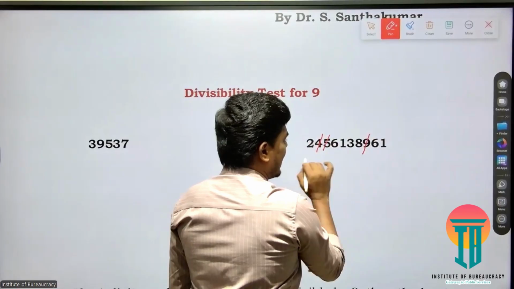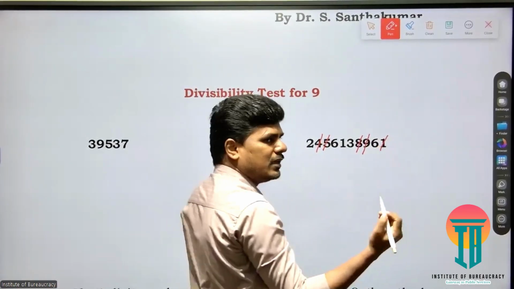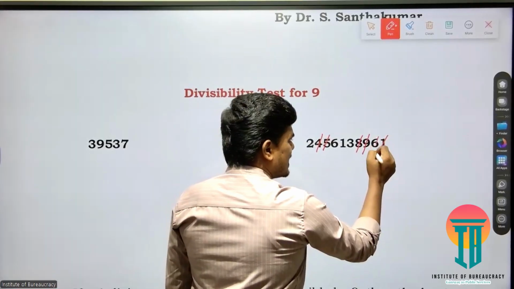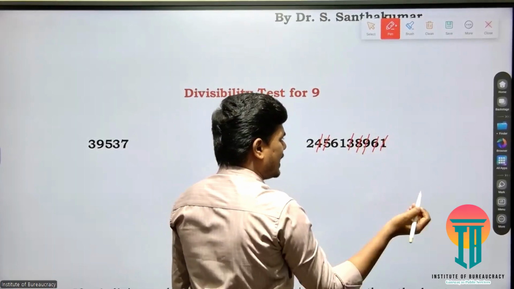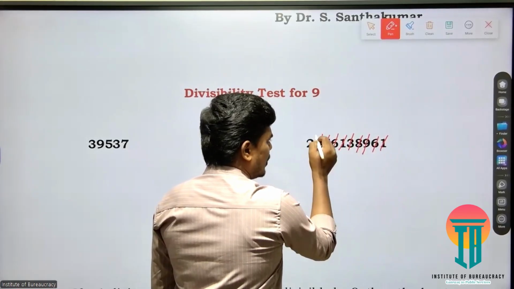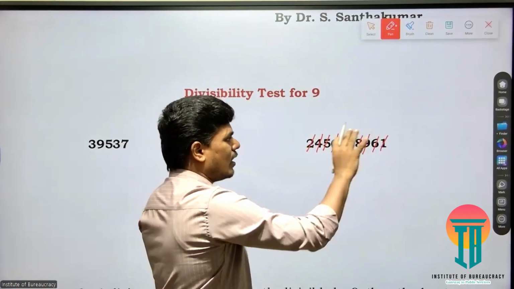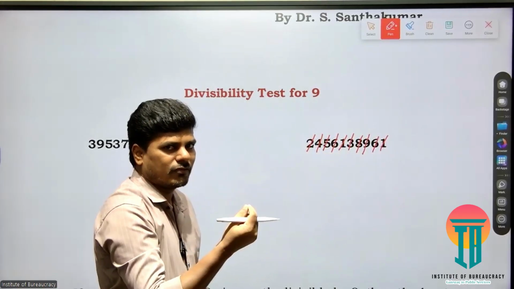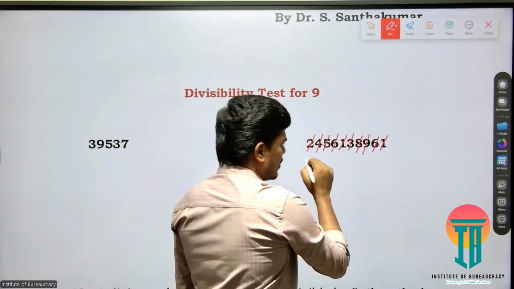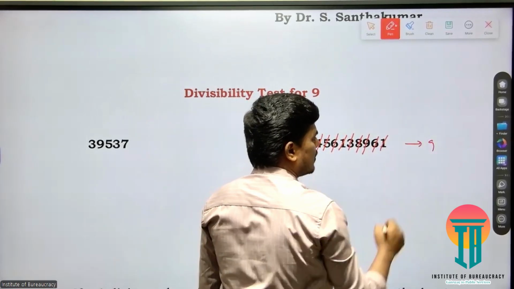4 plus 5, 9, I can leave it. Then this 8 plus 1, 9, I can leave it. Then 6 plus 3, 9, I can leave it. And then the 6, 1, 2, 9, I can leave it. So I'm able to cross out all the numbers. Now, since I'm able to cross out all the numbers, there is no number left. So it is divisible by 9.